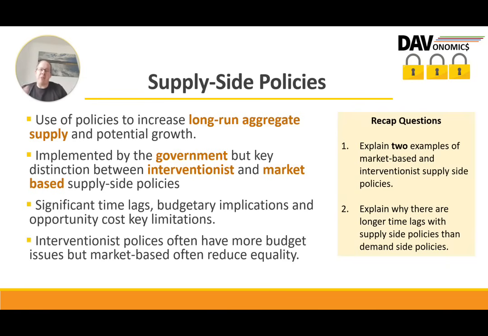And obviously the significant time lag is often one we'll talk about here, the budget implications, the opportunity cost. But sometimes there are different downsides depending on interventionist and market-based. So if you're cutting welfare as a market-based policy, that could affect equality. Whereas if it's big spending on HS2, that's quite a big budgetary issue. So they have subtly different downsides. The market-based ones tend to be more efficient, but tend to have more issues with inequality.